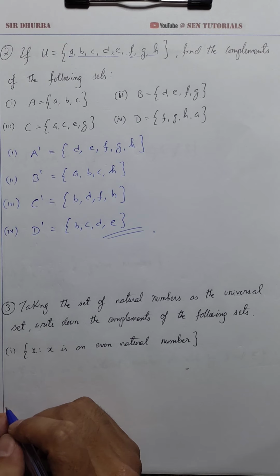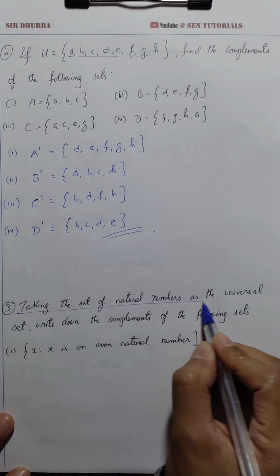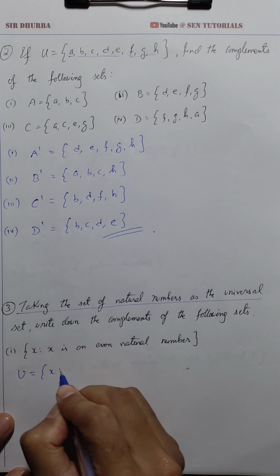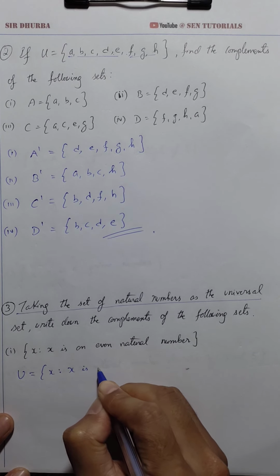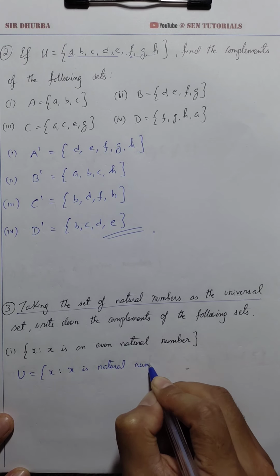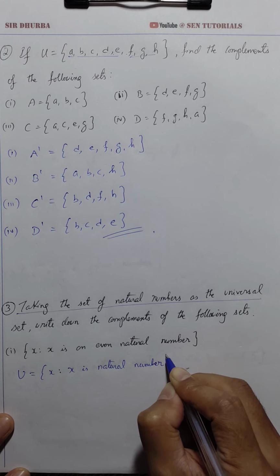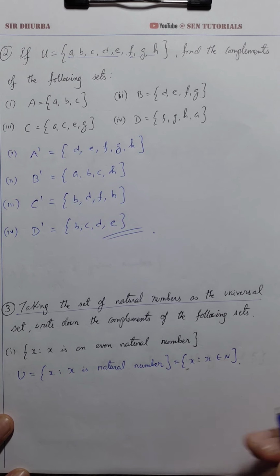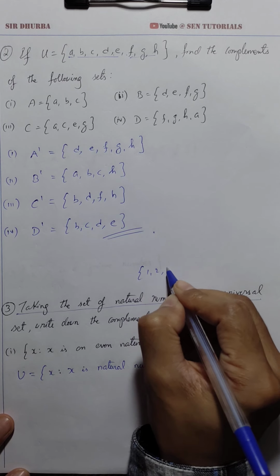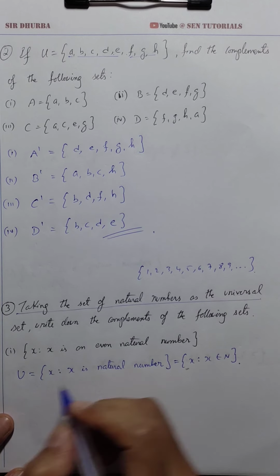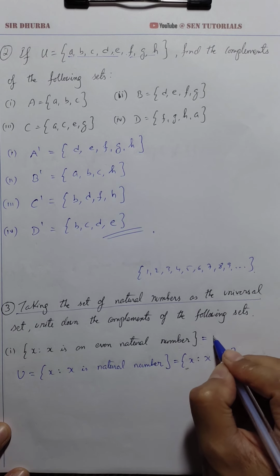Next one, that is taking the set of natural numbers as a universal set. So our universal set is X such that X is the set of natural numbers. Or you can also write X such that X belongs to natural numbers. So this is our universal set. Natural number means 1, 2, 3, 4, 5, 6, 7, 8, 9, and so on. So the first one is, let this be our set A.